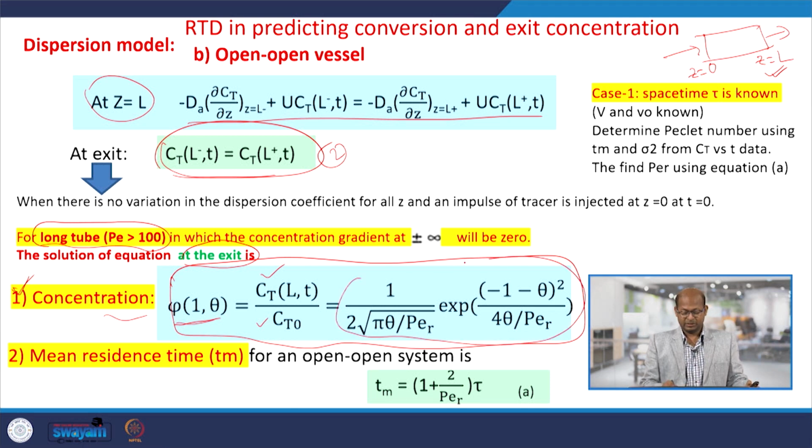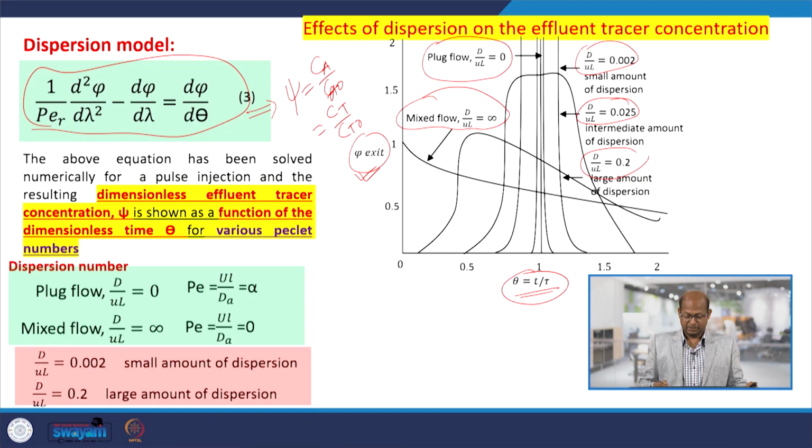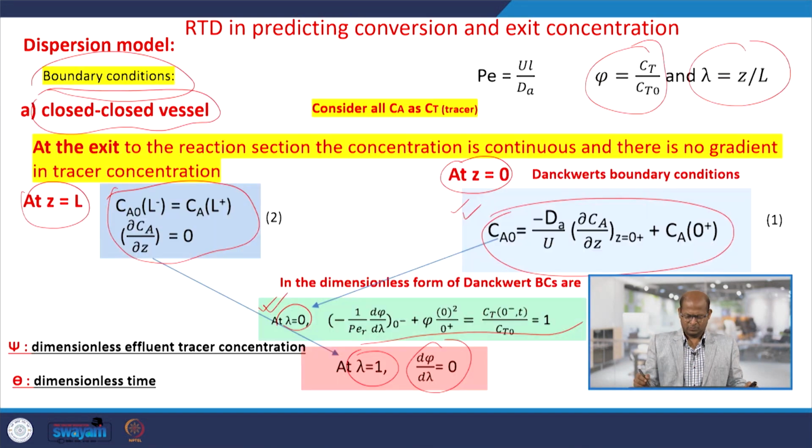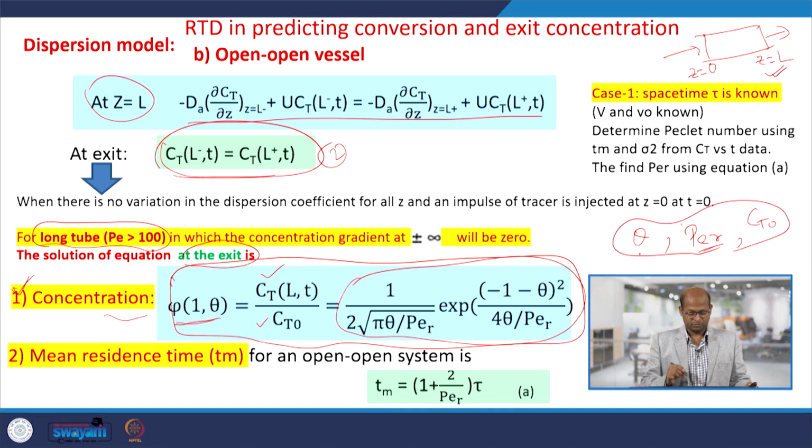So, in these equations we know the dimensionless theta, or we can evaluate it easily. I think we have discussed that dimensionless theta is actually the time, that is T by tau. So, dimensionless theta, the reactor Peclet number, and Ct 0 are what we need. These are the right-hand side terms we have to put in, and for finding the Peclet number we need correlations.